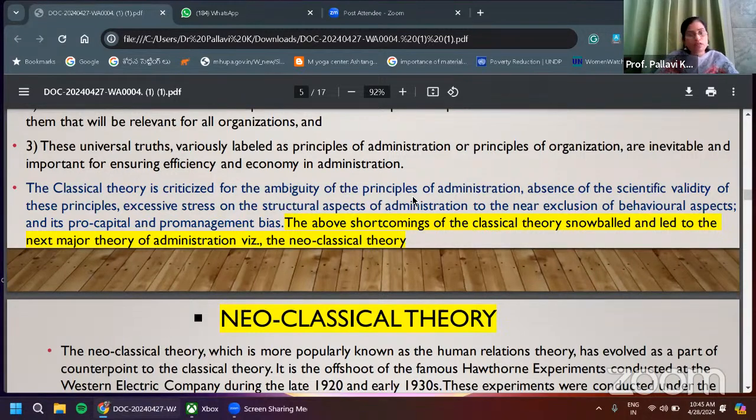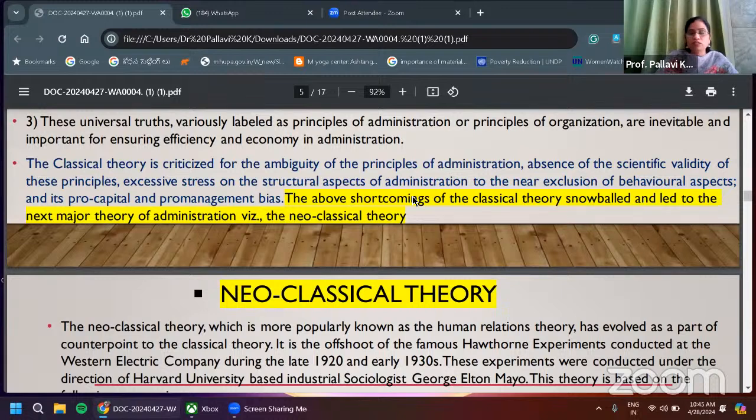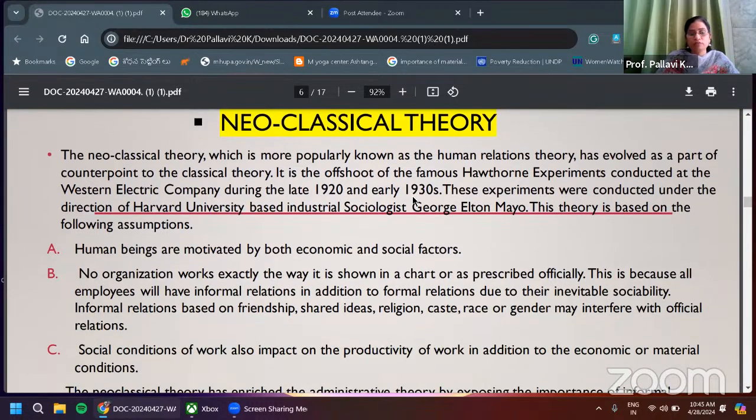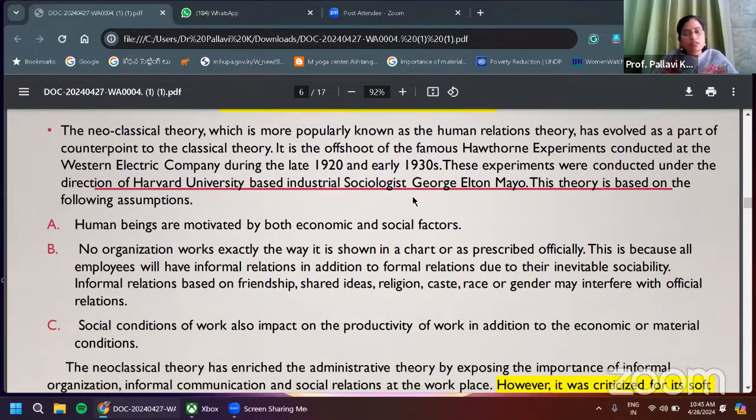All these aspects we will discuss in detail in the other classes, in which you have specific classical theories and all in specific. Then came the new classical theory, popularly known as human relations theory. It is very important among the theories because these experiments, which were primarily made by Elton Mayo, really shook the foundations of the classical theory.